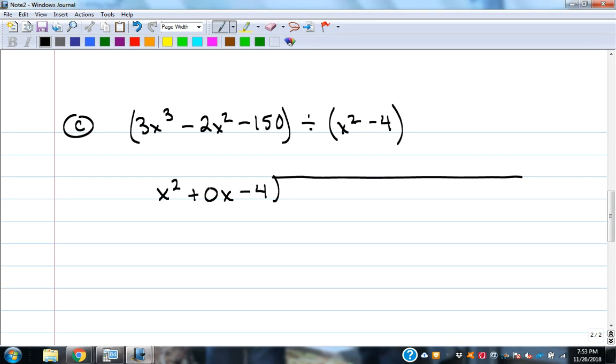Okay. For my dividend, what I'm dividing into, I start with 3x cubed. Got to put it in order. And then minus 2x squared. But what's also missing there? A plain x. So I'm going to put a plus 0x in there. And then the minus 150.